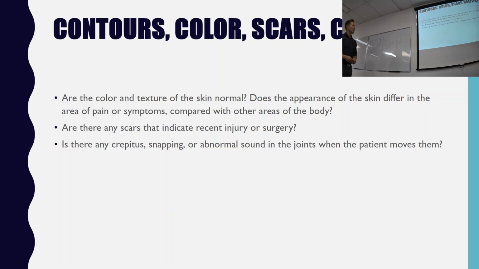Any crepitus, snapping, or abnormal sound in the joints. So observation has to do with what we observe through auditory means as well. Crepitus is that sound, clicks and pops. And there's normal sounds that you hear in joints, right? So, you've got to move your body around. You'll get all these little clickety cracks.